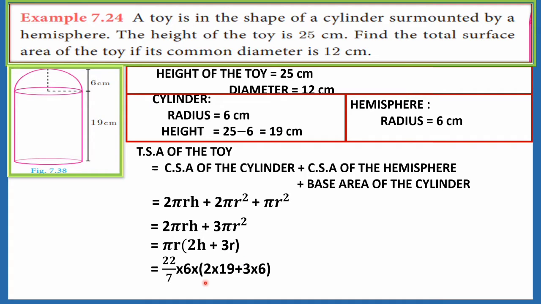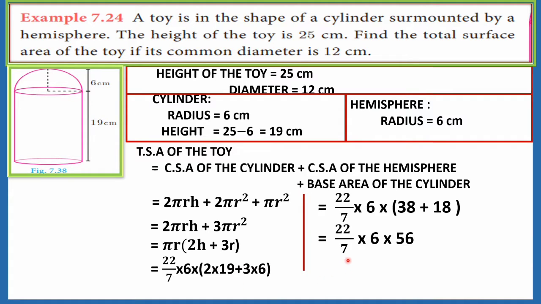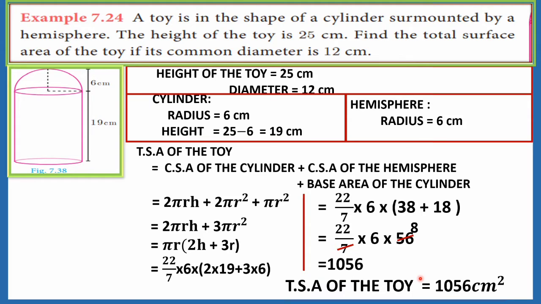Substitute the values. Listen carefully. Here we have to substitute the height of the cylinder, not the total height. So 19. After simplification, we get 22/7 × 6 × 56. This 56 is divided by 7, we get 8. Multiply the numerators, 1056. So total surface area of the toy equal to 1056 centimeters square. For surface area, we need to write square units. It's a very easy and important 5 mark sum.